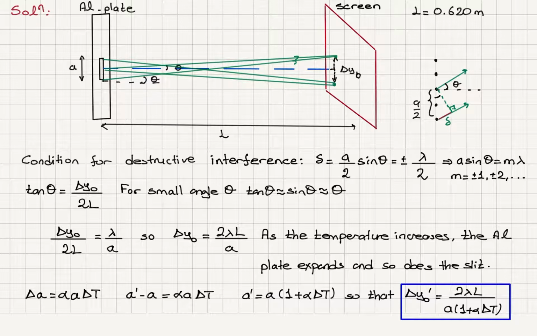All right, so what happens to the slit width? Well, as the temperature increases, A is going to increase. So we will see that if this A prime is less than A, the width of the central maximum will decrease. All right, so that answers the first question.